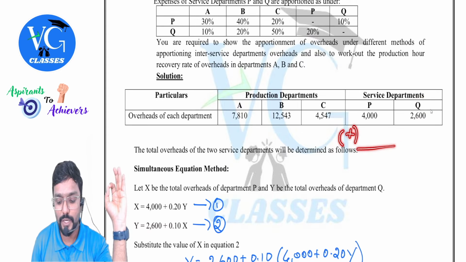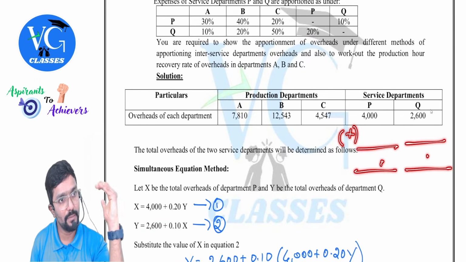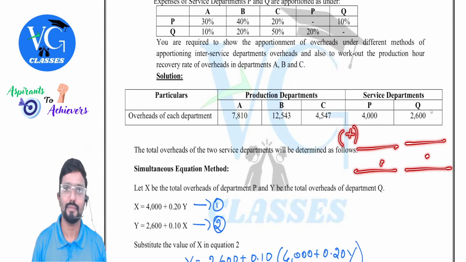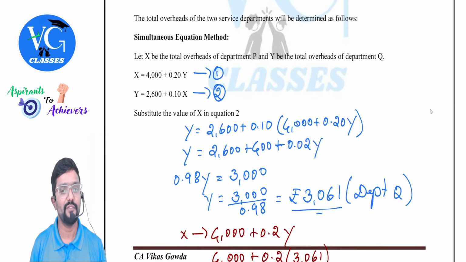4,000 plus something will be the total cost of P. Same way, for Q, 2,600 plus something will be the total cost. That plus something, where do we get, sir? P will get from Q and Q will get from P. Clear? We need to find out that figure. That is the total cost figure. For that, we are forming an equation.